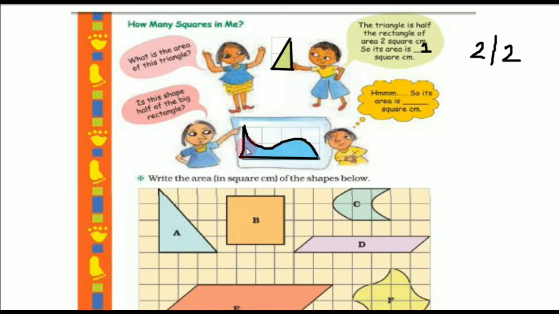So the area of this shape will be half of the big rectangle. That means 8 divided by 2 is equal to 4 square centimeter, the area of this shape.